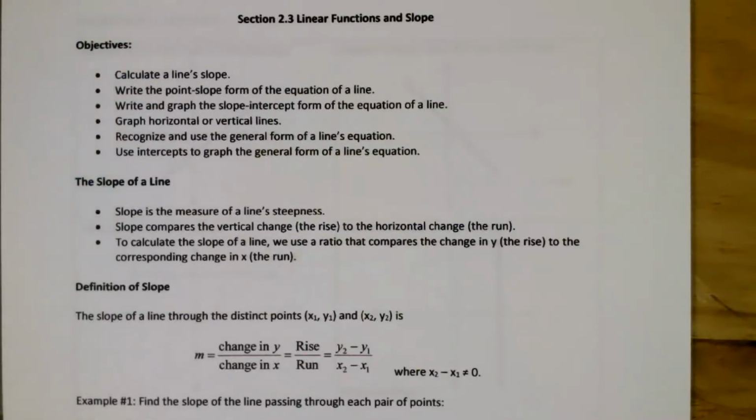Right, in this video, we're going to talk about section 2.3 dealing with linear functions and slope. In this section, we're going to be calculating the line slope. Then we'll write the point slope form of the equation of a line. And then we'll write and graph the slope-intercept form of the equation of a line. And then we'll graph horizontal or vertical lines.